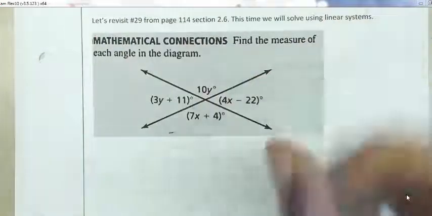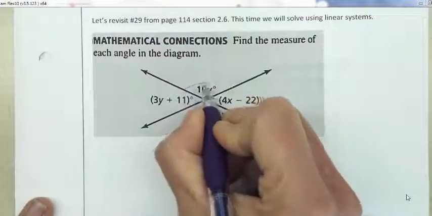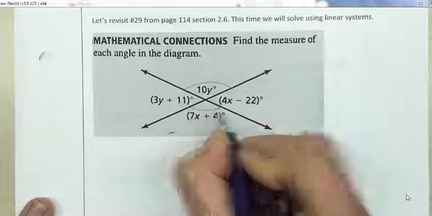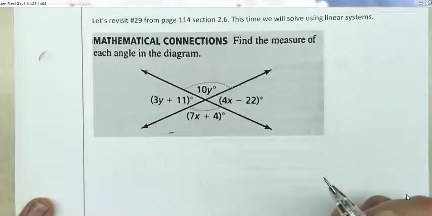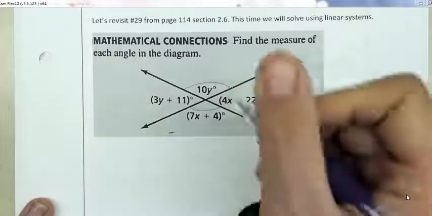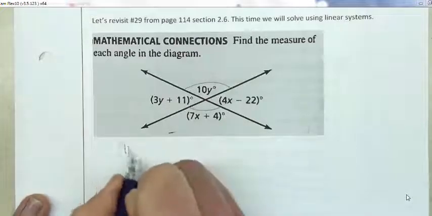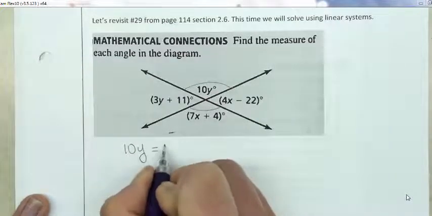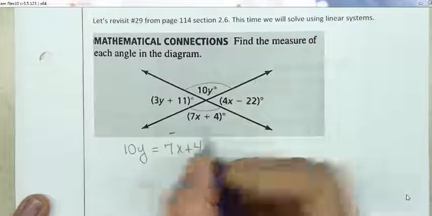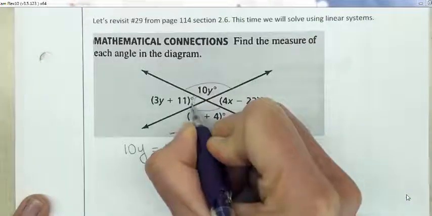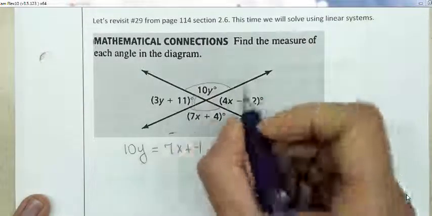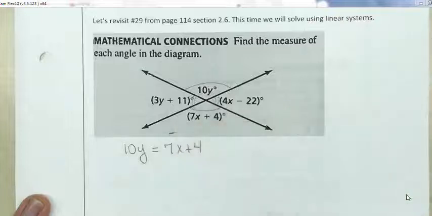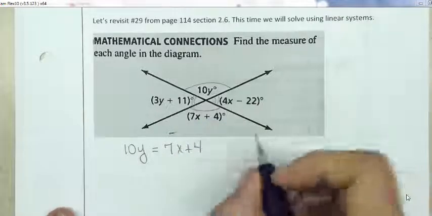we know how to do linear systems now. So I can say that this angle is congruent to this angle. Or in other words, they're equal in measure. Okay, so I can write an equation that says, well, 10y is the same as 7x plus 4. And I can do the same thing here. I can say, well, this angle, 3y plus 11, is now the same as 4x minus 22.